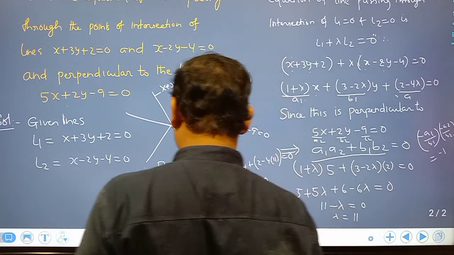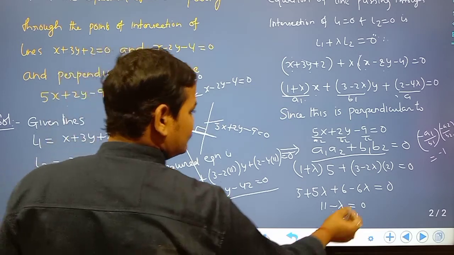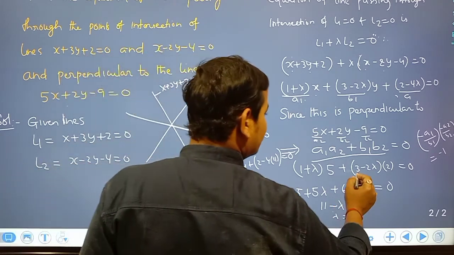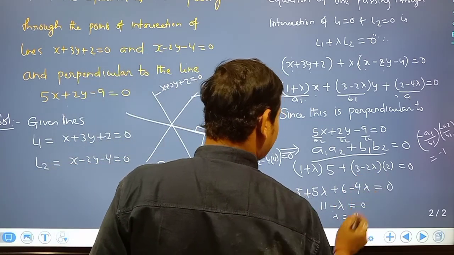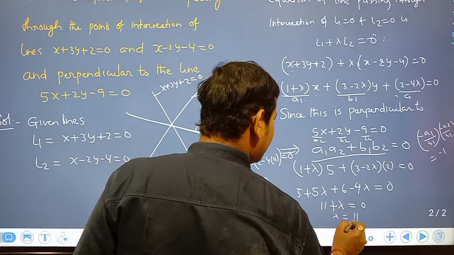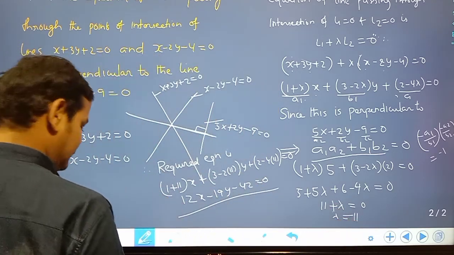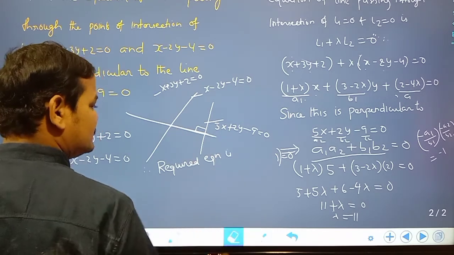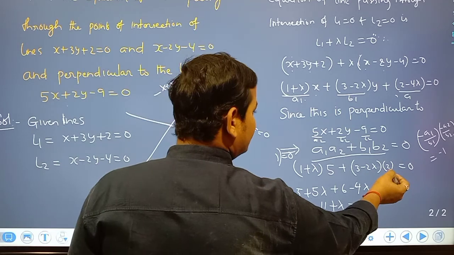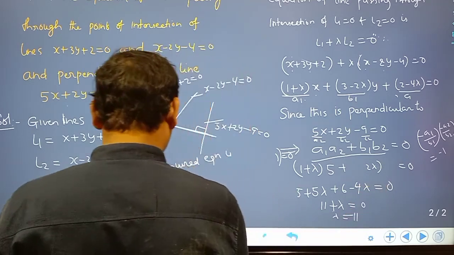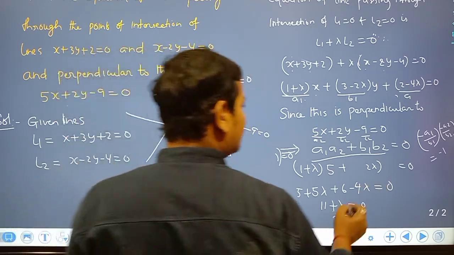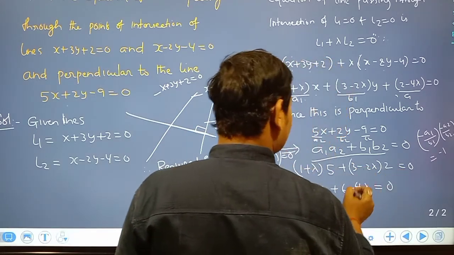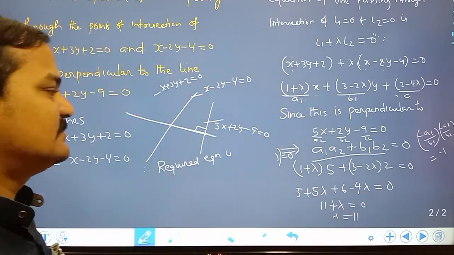Here the mistake is there. You just observe carefully. So it has become a mistake. 6 minus 4 lambda. 5 lambda means it is plus lambda is equal to minus lambda. So it is a minus 1. See, why am I doing 3 twos are 6? (3 minus 2 lambda) into 2, 6 minus 4 lambda. 5 lambda means plus lambda.